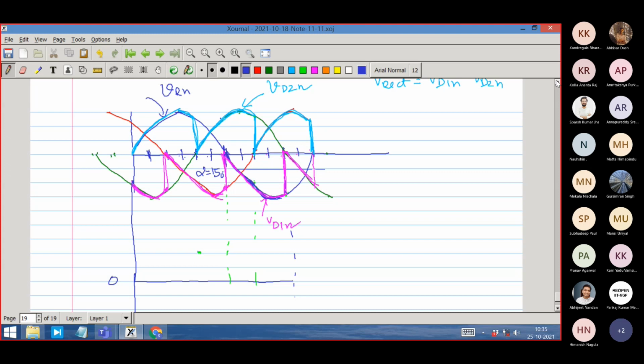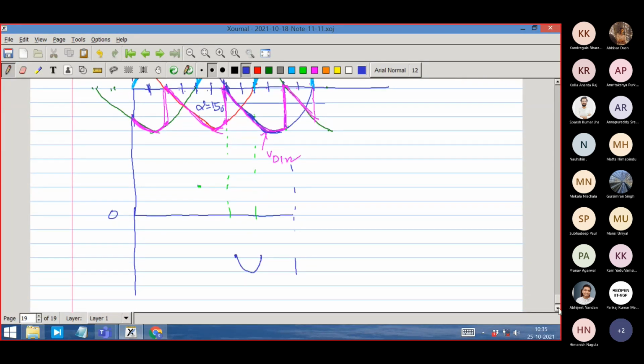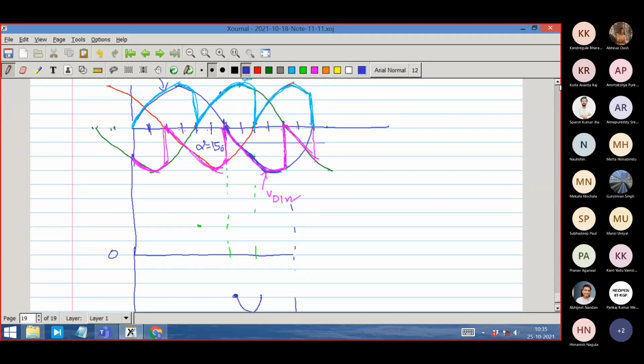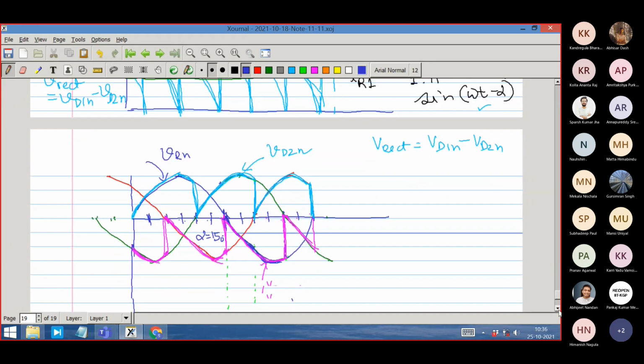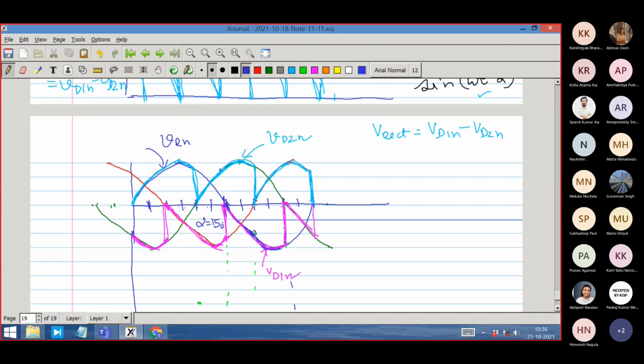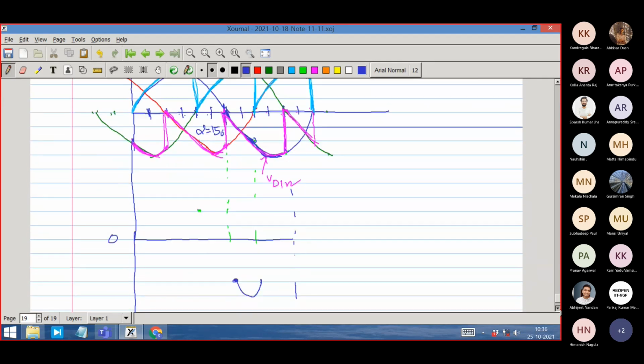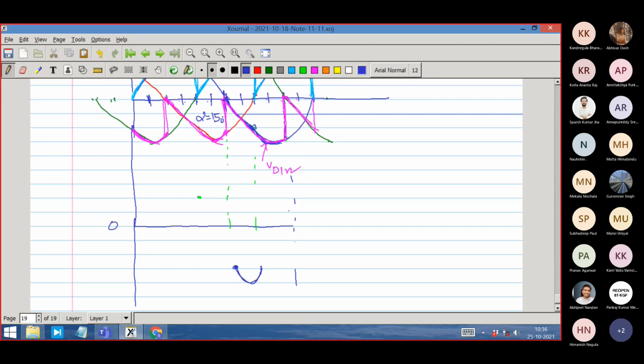So let me cross check it again. This point is 0. This is 0. This VD2N is some positive. So overall they are negative. Overall they are negative value. And here after 60 degree, this point has become negative, but the other point has become 0. And the values are same. Similarly, every 60 degree you will see such repetition. Every 60 degree you will get a repetition.